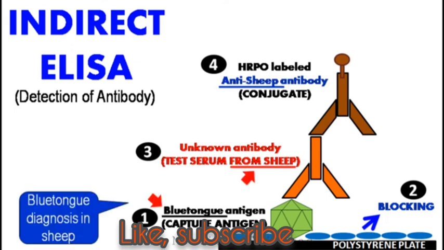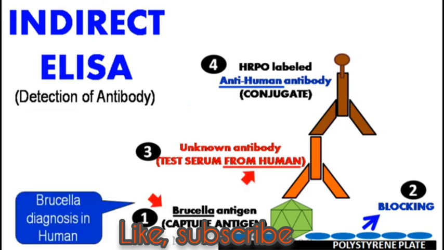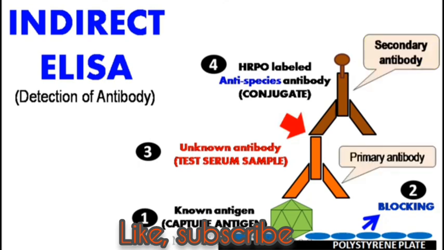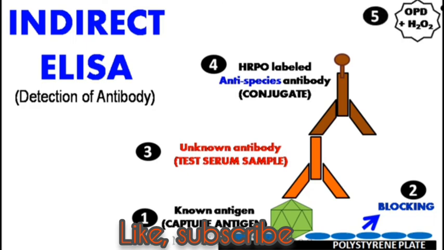For example, if the test serum is collected from sheep for bluetongue diagnosis, then known HRPO-labeled anti-sheep antibodies are used. If the test serum is collected from human for brucella diagnosis, then known HRPO-labeled anti-human antibodies are used. That is, these antibodies used for detection are species-specific. Since these antibodies are not in direct contact or interaction with the antigen, they are considered as secondary antibody. Following addition of this conjugated secondary antibody, subsequently the substrate plus chromogen mixture is added.